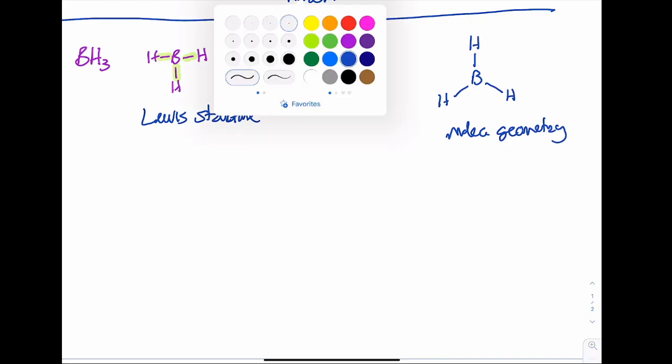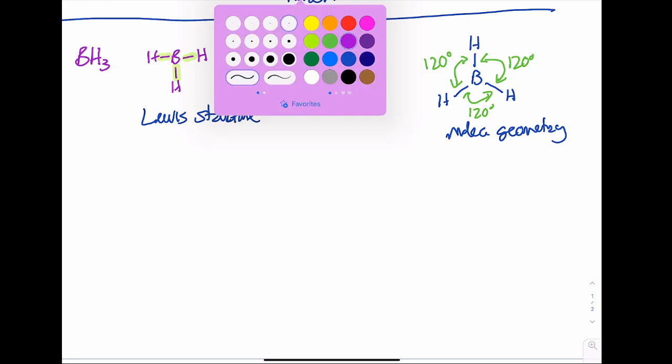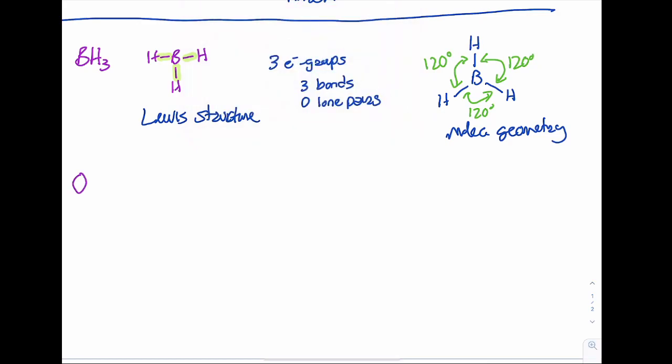So let's put our bond angles on there. 120 degrees. And all of these are 120. You don't have to label all of them, but all of those are 120 degrees. The next one I'm going to do is ozone, so O3. Again, hit pause, draw the Lewis structure, and then come back and check.